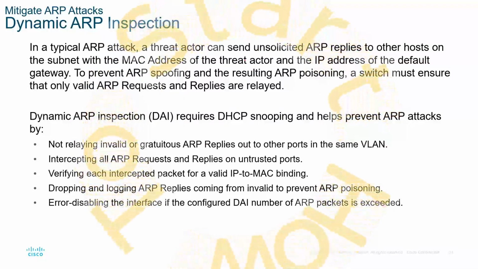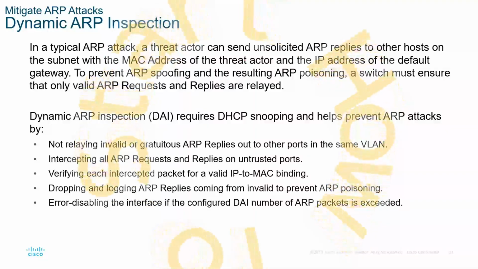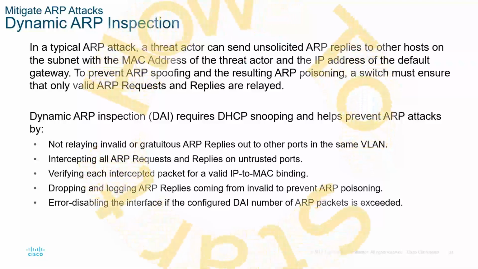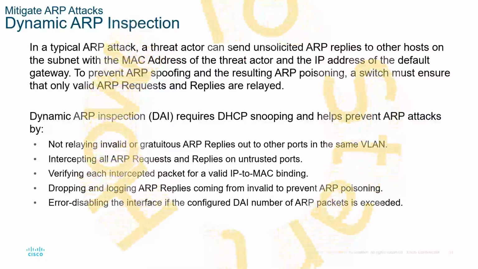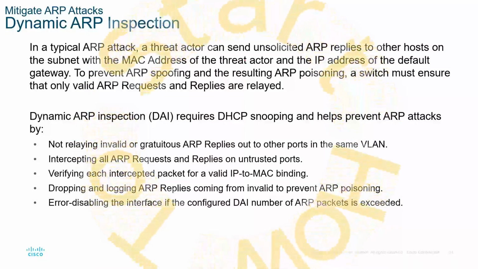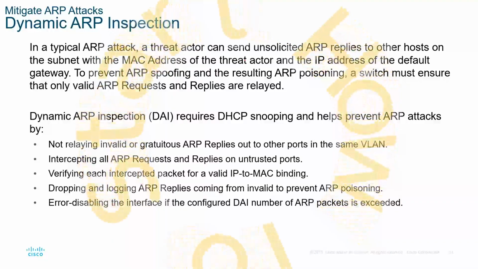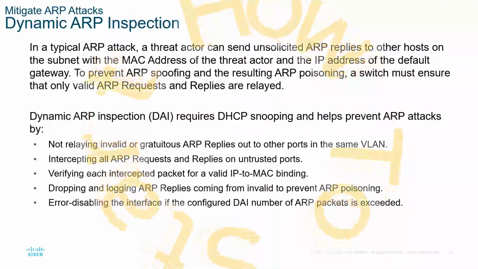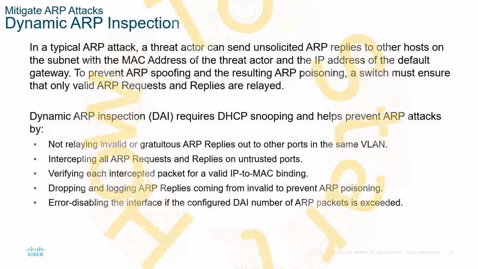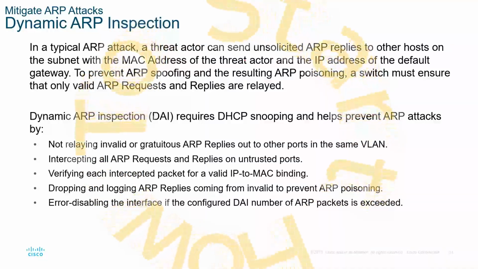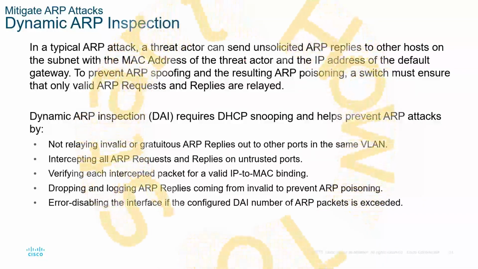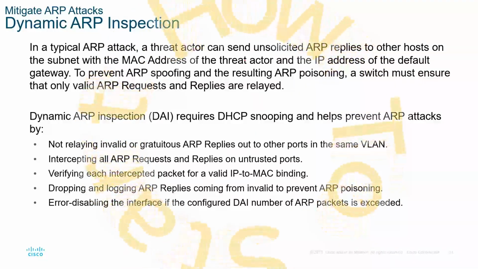Well, we can do dynamic ARP inspection, DAI, and this requires DHCP snooping and helps prevent other types of ARP-based attacks. Basically, it allows not replying to invalid or gratuitous ARP replies to other ports in the same VLAN. It will intercept ARP requests and replies on untrusted ports. It will verify intercepted packets for a valid IP to MAC address binding. It will drop and log ARP replies coming from invalid sources to prevent poisoning. It will also error disable the interface if the configured number of ARP packets is exceeded.